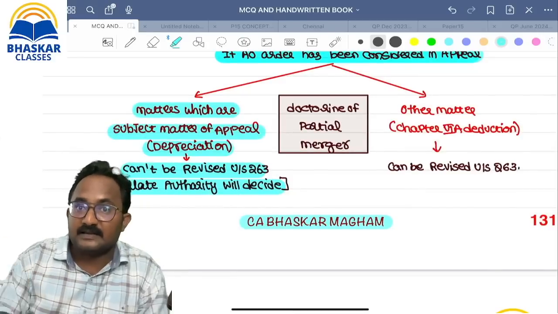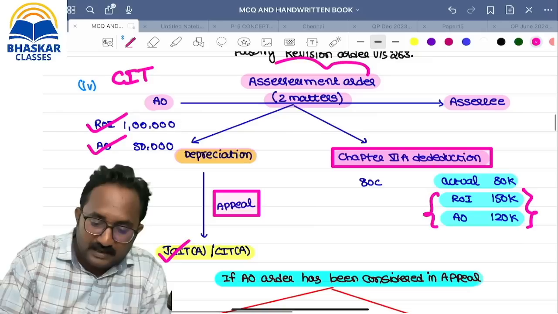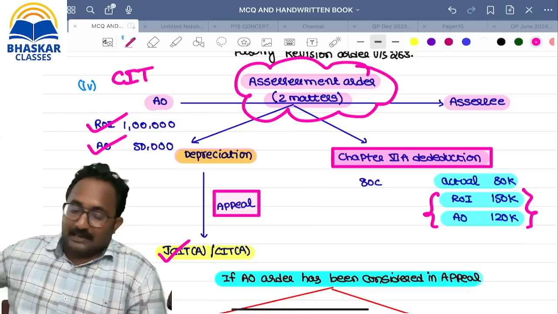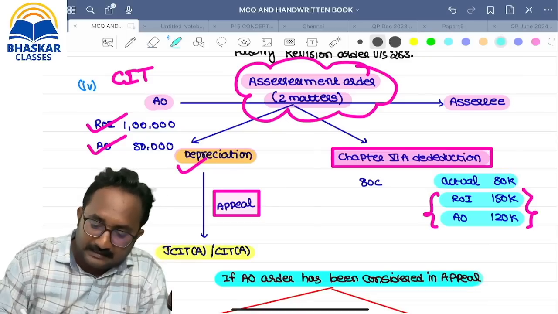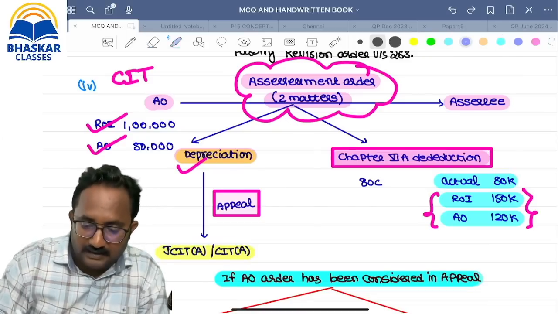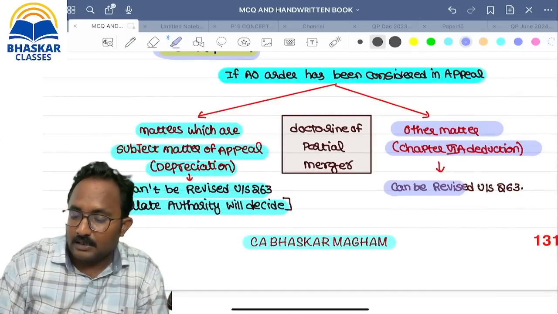Appellate authorities will decide. Yes, ma? CIT now wants to revise this order. Can they revise the total order? No. The subject matter is already in front of this authority. Who can decide the subject matter related decisions, ma? Appellate authorities only will decide. Other matter, yes, you can revise. Other matter you can revise.